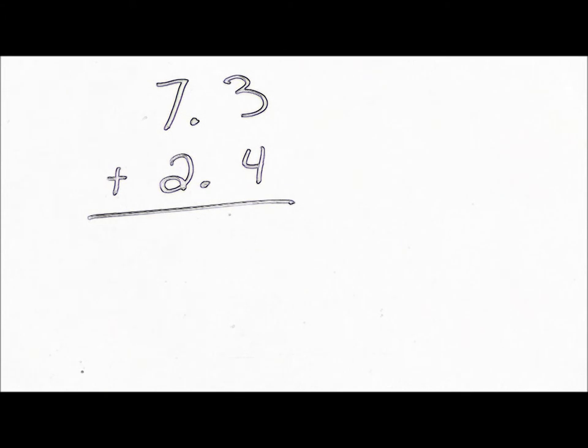The rule for adding and subtracting decimals is simply to make sure that they're lined up. Here's where the decimal would go in the answer. And we simply add 3 plus 4 is 7, and 7 plus 2 is 9. So the answer to this problem is 9.7.